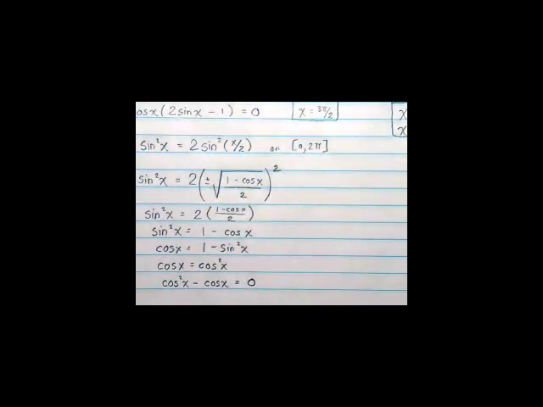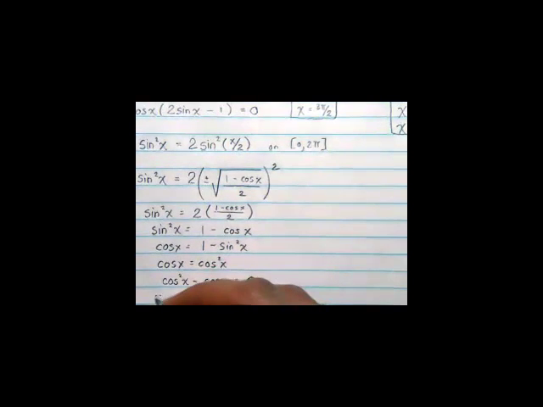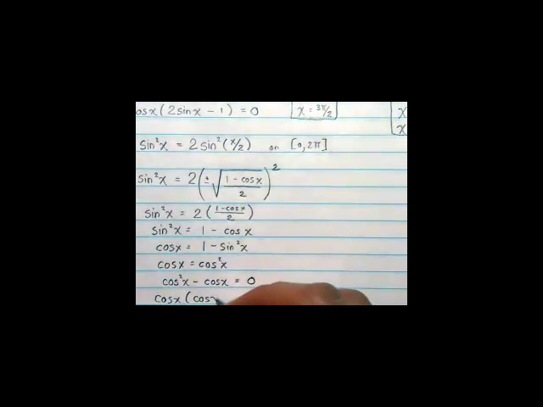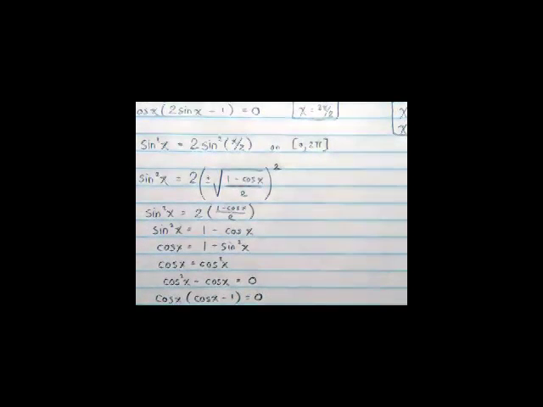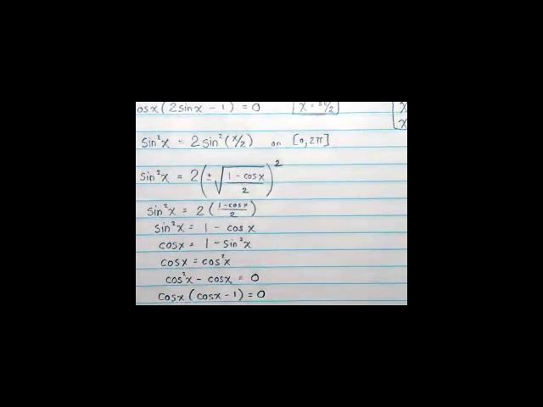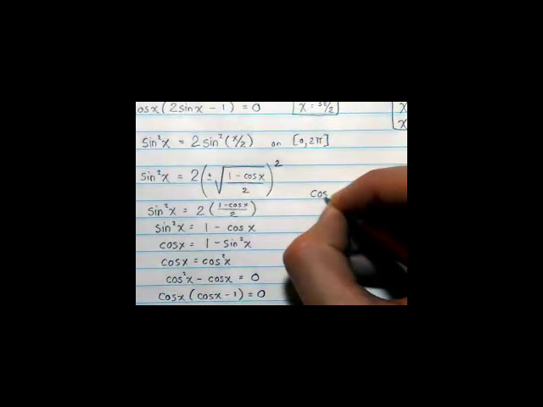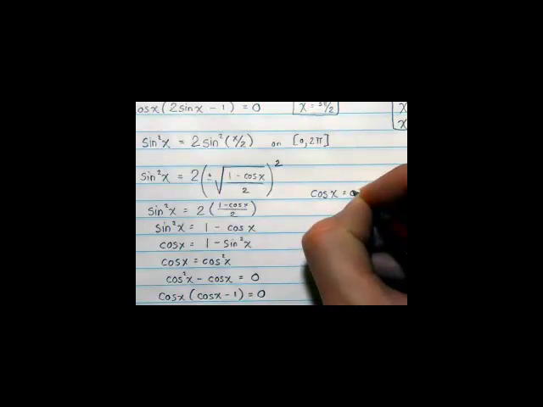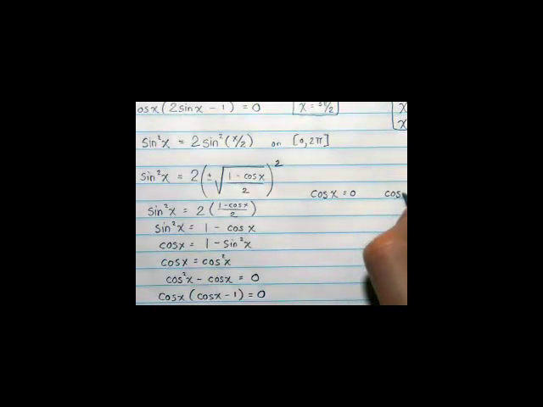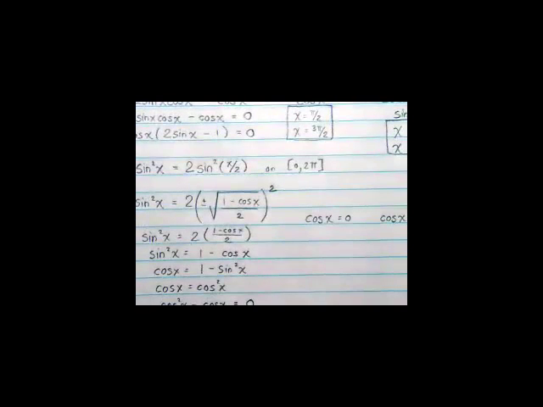Pull out a cosine, like you said. So cosine x times cosine x minus 1 equals 0. Okay, so we got 2 to solve here: cosine x equals 0, and cosine x minus 1 equals 0. So you already answered it up here. Where is the cosine equal to 0?